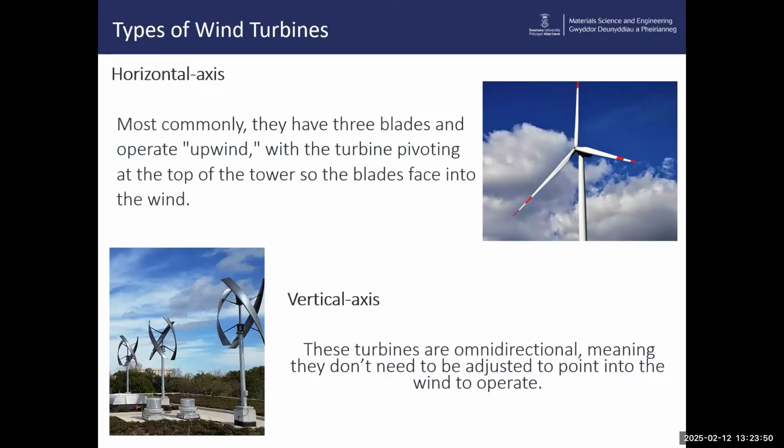Secondly, we have vertical axis wind turbines. They look a bit like a whisk, and these turbines are omnidirectional, meaning they don't need to be adjusted to point into the wind to operate. And as you can see there, they can also be installed on the top of buildings, so we can use existing structures and harness energy from those.